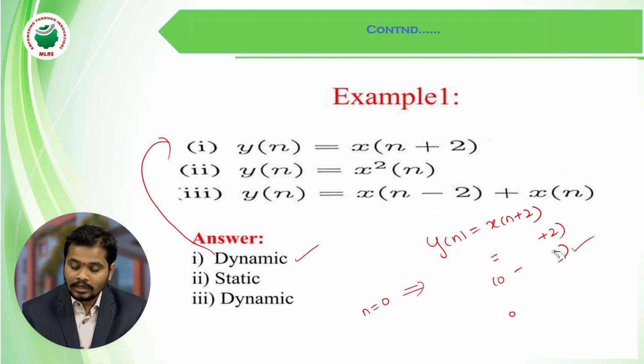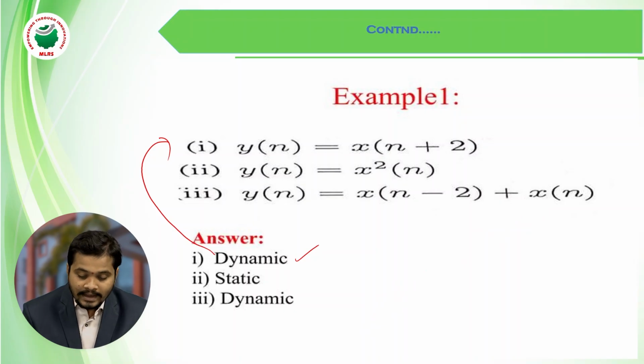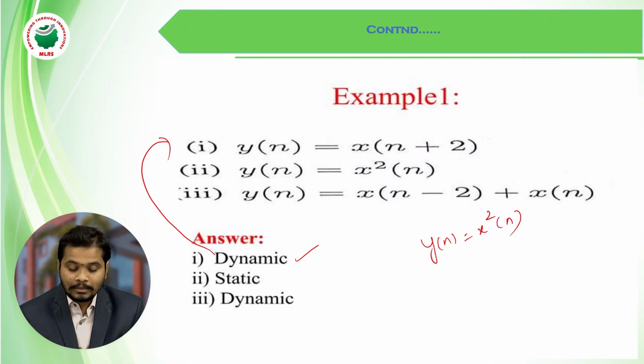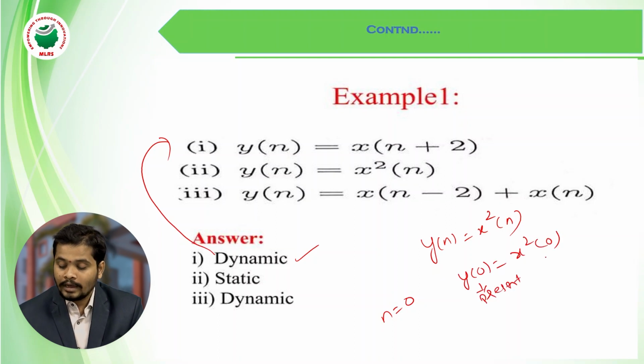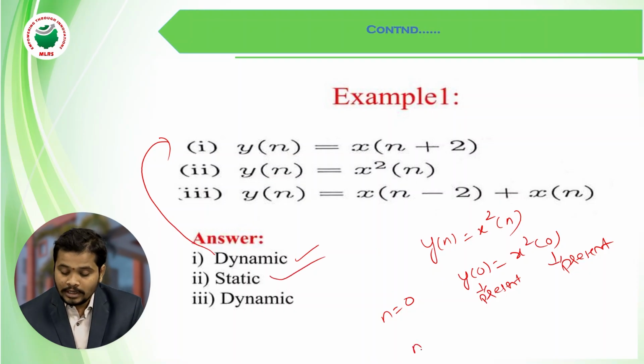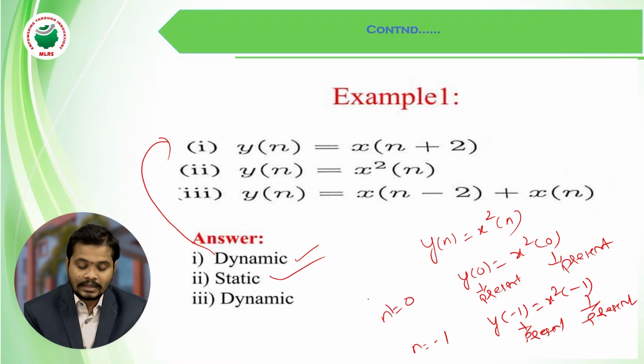If you come to the next example, y of n equals x square of n. I am keeping n equals 0 now. Y of 0 equals x square of 0, present and present. Present equals present means it is static. If you have any doubt, you can keep n equals minus 1. Then y of minus 1 equals x square of minus 1. This is present and this is also present. So this is called a static system.